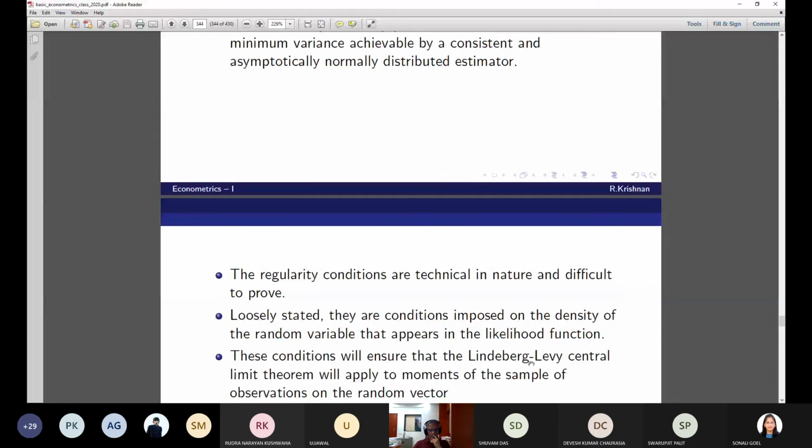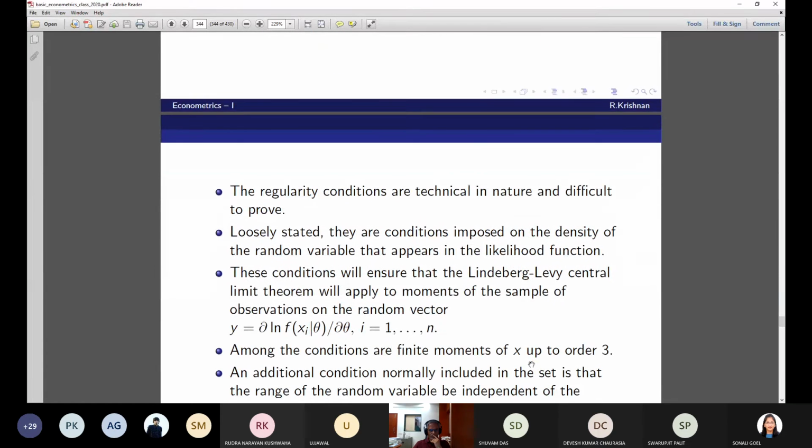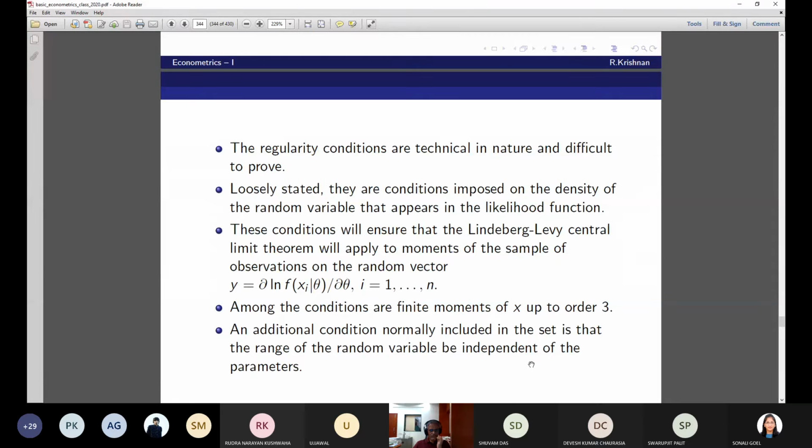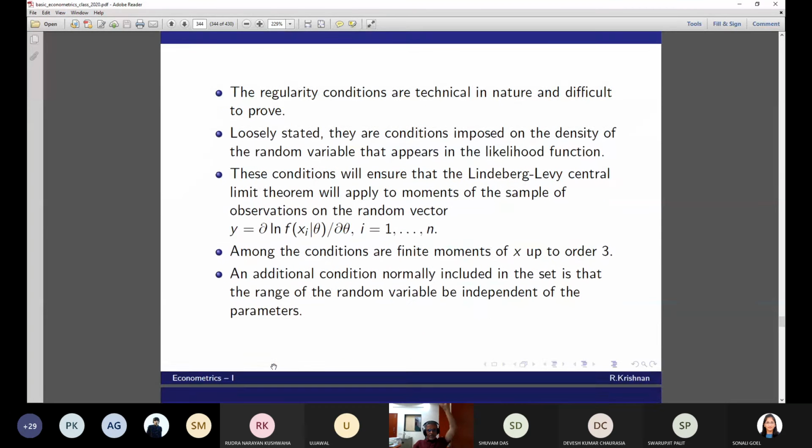The regularity conditions are technical in nature and difficult to prove. Loosely stated, they are conditions imposed on the density of the random variable that appears in the likelihood equation. These conditions ensure that the Lindeberg-Levy central limit theorem will apply to the moments of the sample of observations. Among the conditions are finite moments of x up to order 3. An additional condition normally included in the set is that the range of the random variables be independent of the parameters.